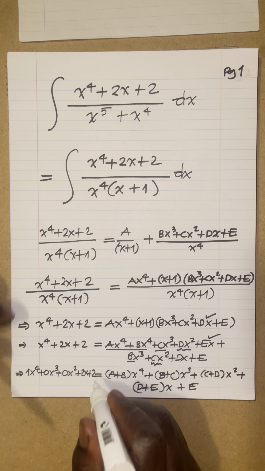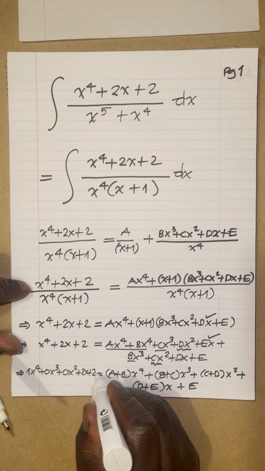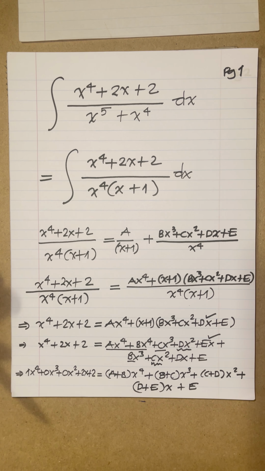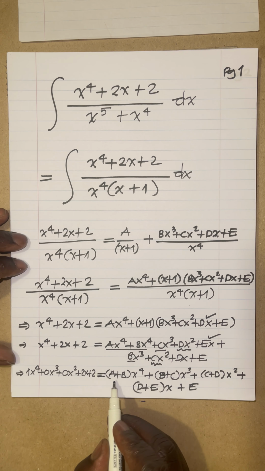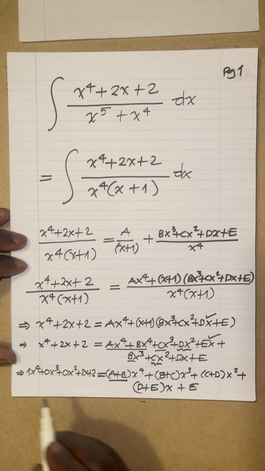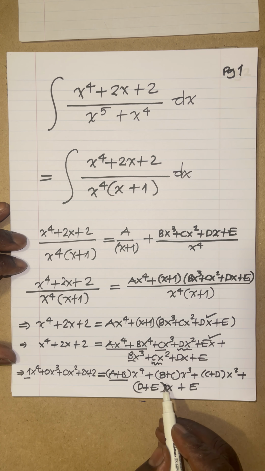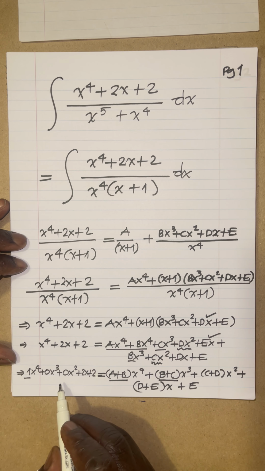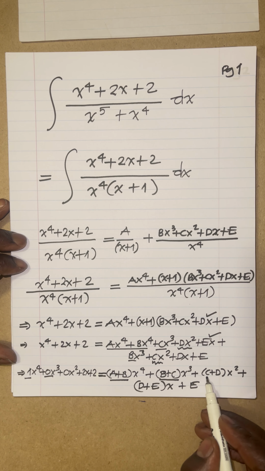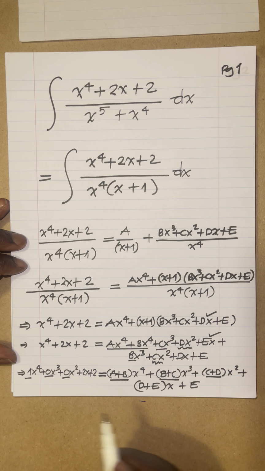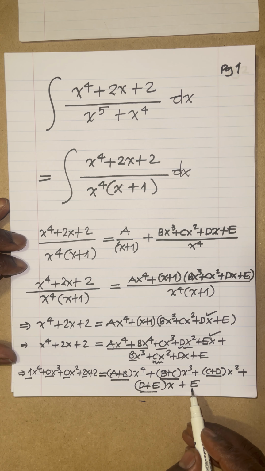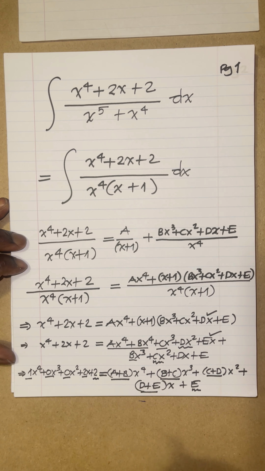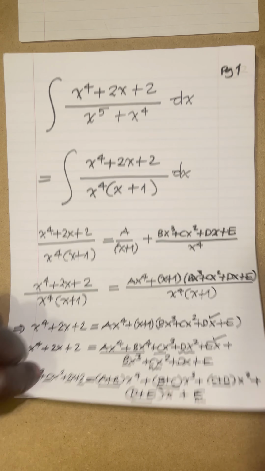Let me clean up here a little bit, like that. Now, that means we're going to look at this coefficient of x power 4 and equate it to that coefficient, and we take that and equate it to 0, and this part here we equate to 2, and finally e will be equal to 2. Taking us to the next page.